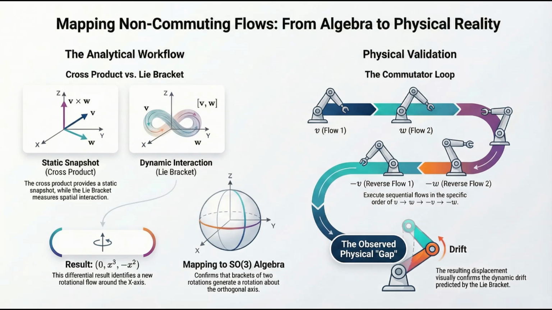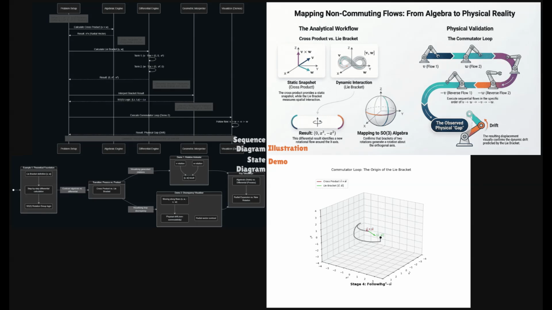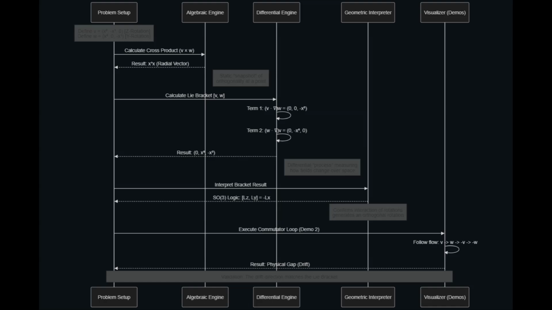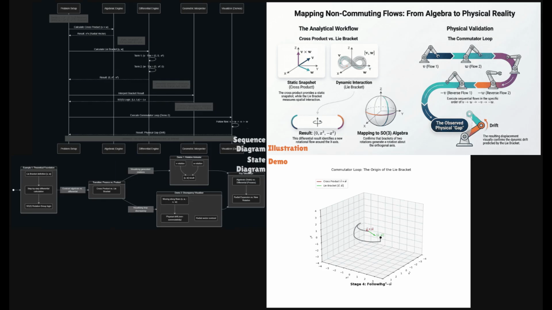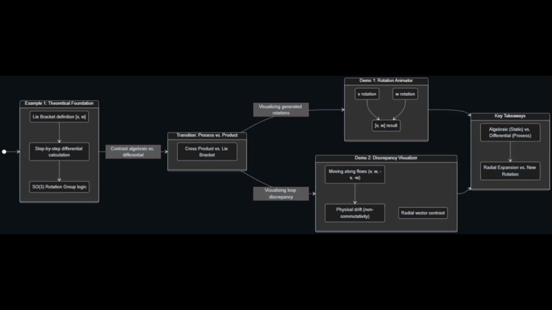The final synthesis. The state diagram concludes by contrasting two ways of looking at geometry: a static snapshot that merely finds a perpendicular direction and a dynamic process that explains how movement evolves over space. The sequence diagram. The analytical workflow.